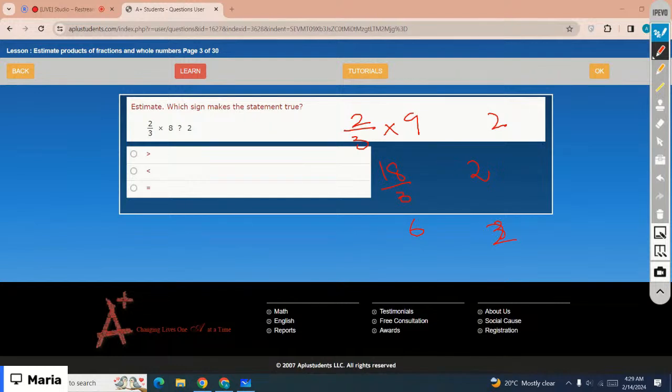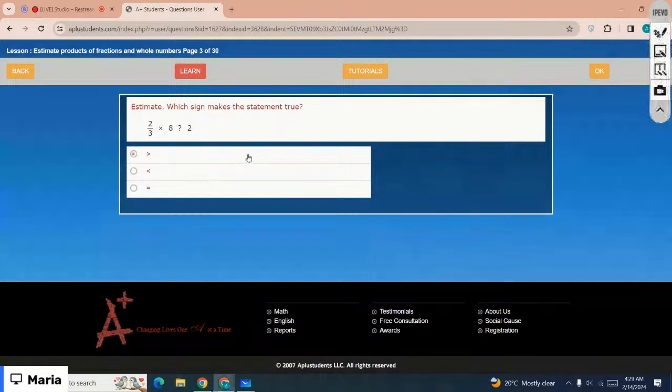The correct option is greater. 6 is greater than 2, right? The correct option is greater.